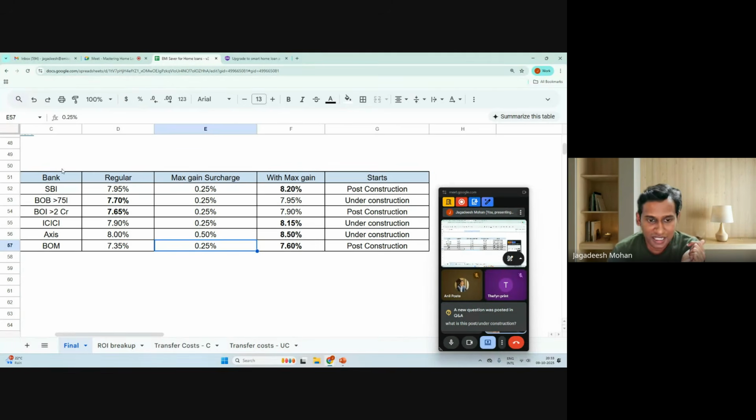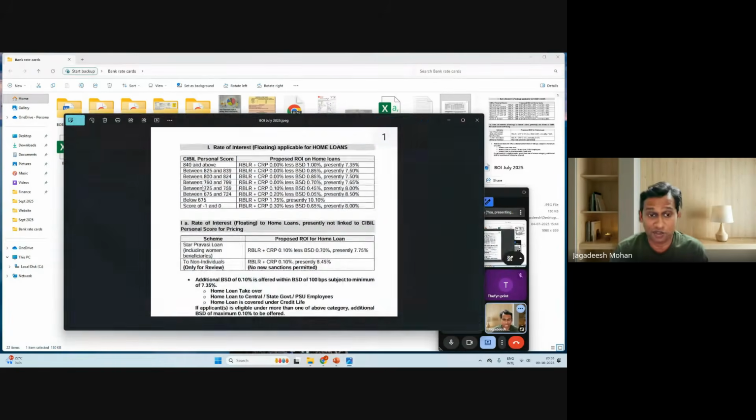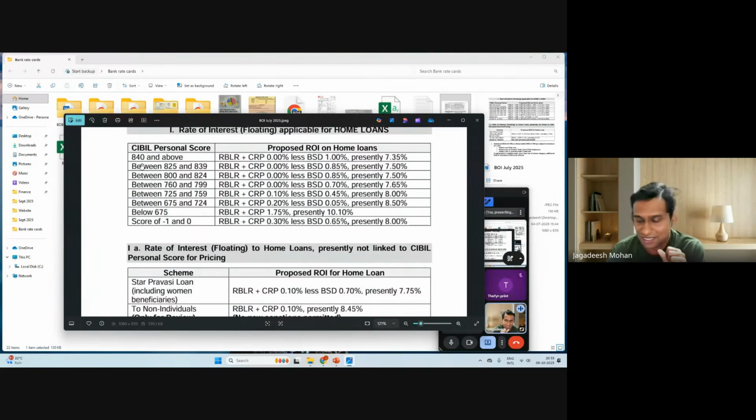Now, what happens is, depending on the CIBIL score, all of these banks will have a different rate card. I'll show you a sample rate card for your reference so that you understand how the banks actually calculate. This is a Bank of India scheme letter, which says if your personal CIBIL score is 840 and above, finally you will end up getting the loan at 7.35%. If it's between 825 and 839, you will get 7.5. 800 is 7.5, 762 is 7.65. This is the board rate that they'll give. Then there are some concessions that they give.